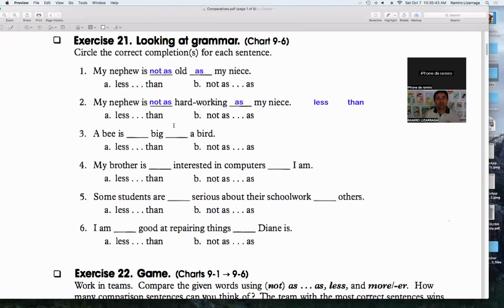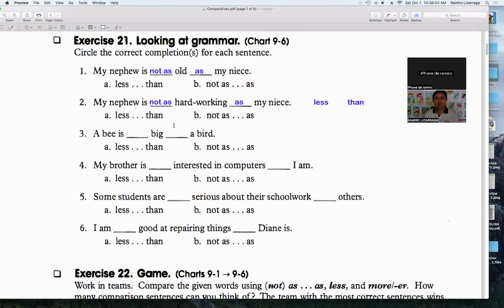Lee la oración. My nephew is not as hardworking as my niece. Niece. Niece. Es fácil, niece. My nephew's not as hardworking as my niece.